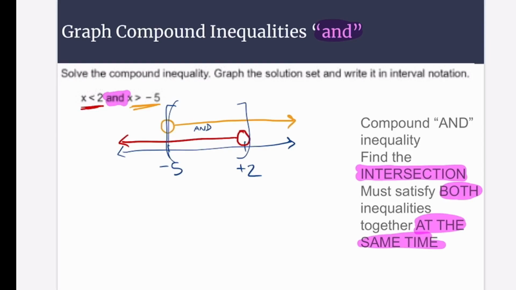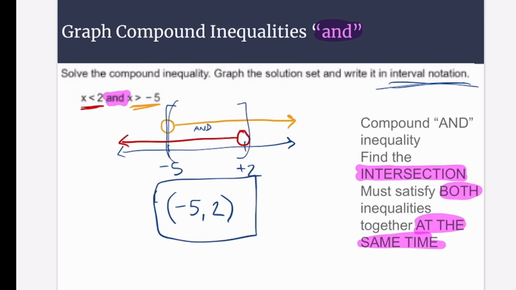So your solution, which has to be written as an interval, is going to be (-5, 2). These are going to be parentheses because these inequalities have open circles. So that's how you graph that one. We're going to go over 4 different problems so that you can get the practice.